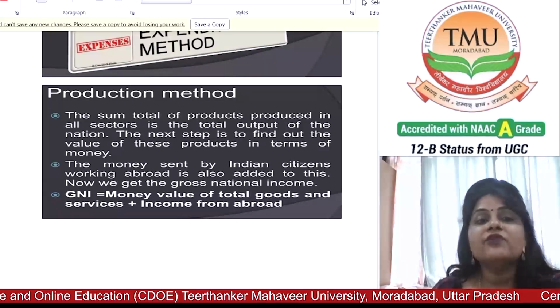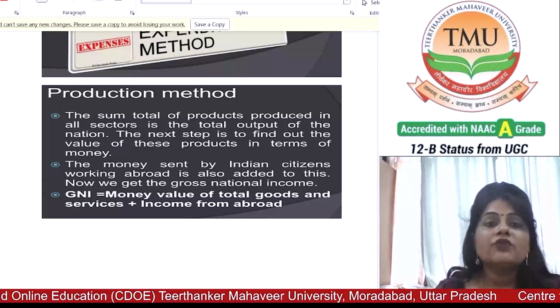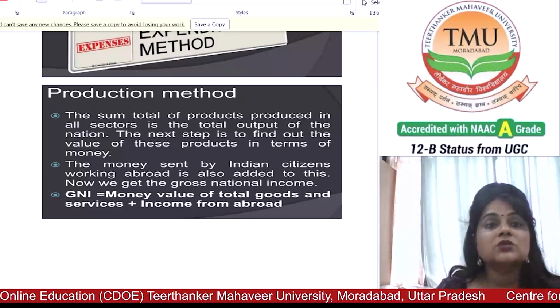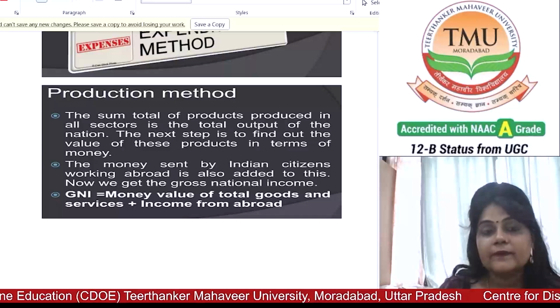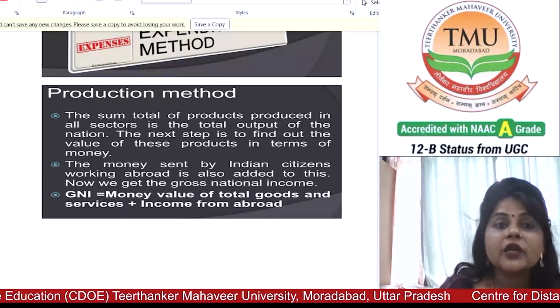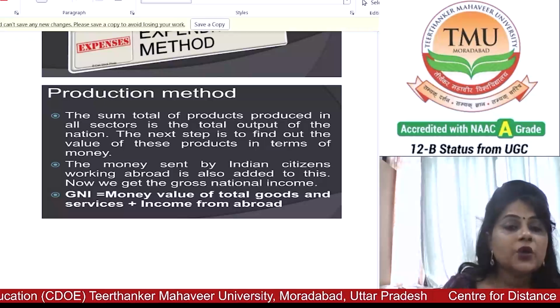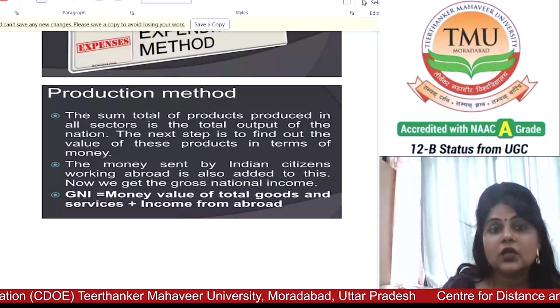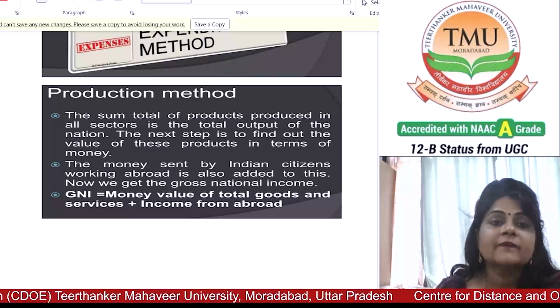And after this, self-consumption goods should be included. The production of self-consumption goods contributes to the output of the final year. Therefore, these are added to the national income of any economy. However, these products are never sold in the open market, hence their value is estimated.